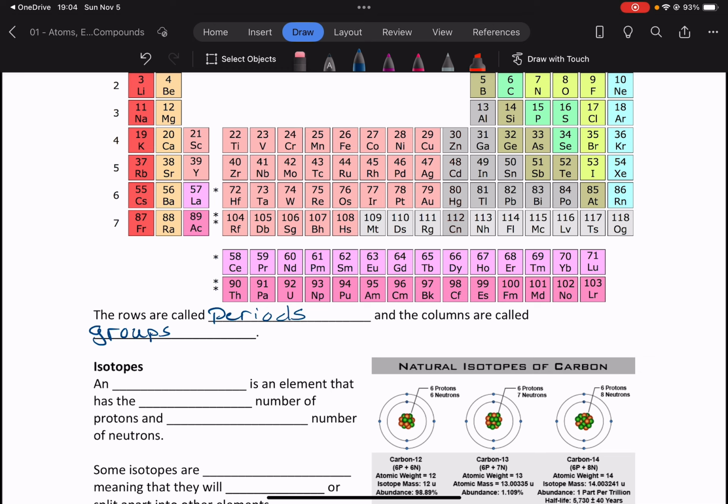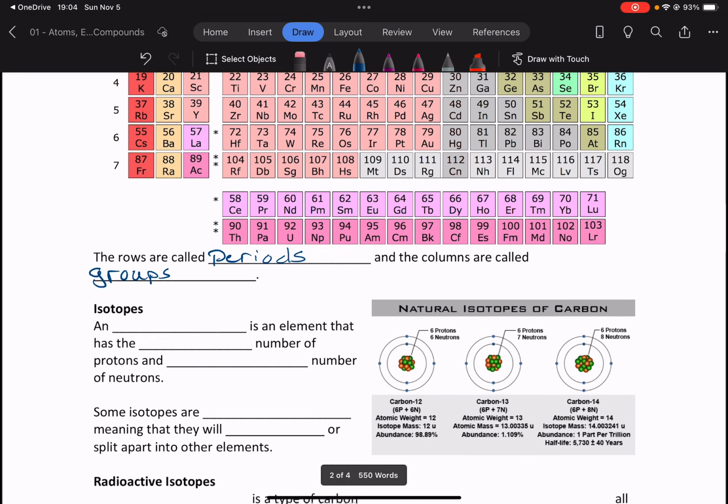And those deal with the number of valence electrons on the outside. And that's something, again, we may talk about later.